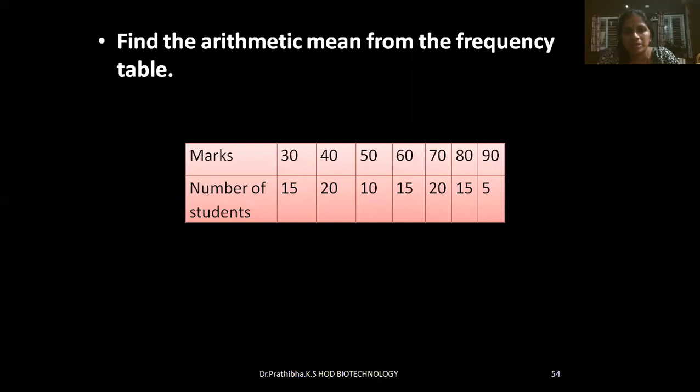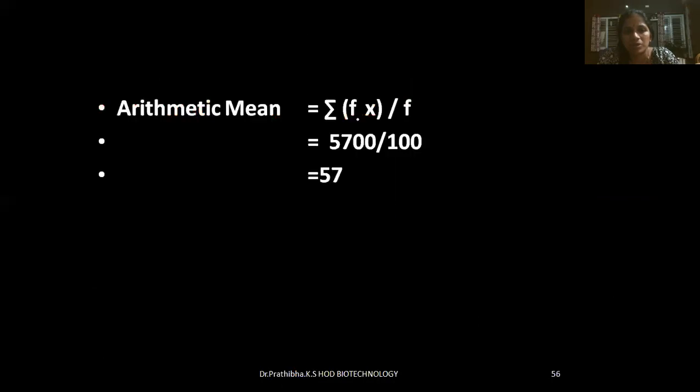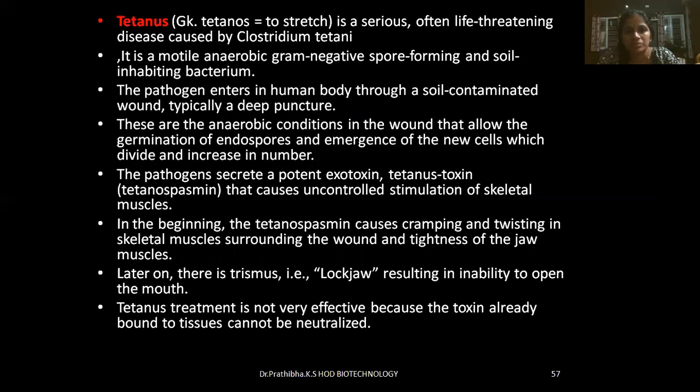Next question, find the arithmetic mean from the frequency table. So the formula will be: arithmetic mean is equal to sigma fx divided by sigma f. Tetanus. And even this I have given in a separate video. Please have a look for more information.